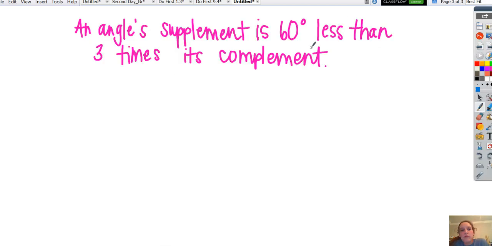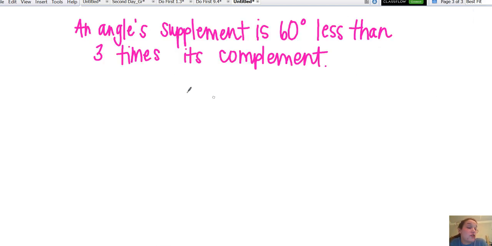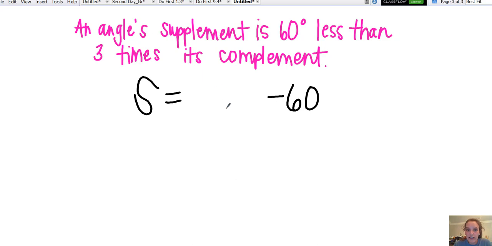Okay, what about our word problem? Can we apply the same strategy to our word problem? Yes. An angle's supplement, so S, equals 60 less than. That means we're going to subtract 60 from something. 60 less than what? 3 times its complement. 3 times C. The supplement is 60 less than 3 times the complement.